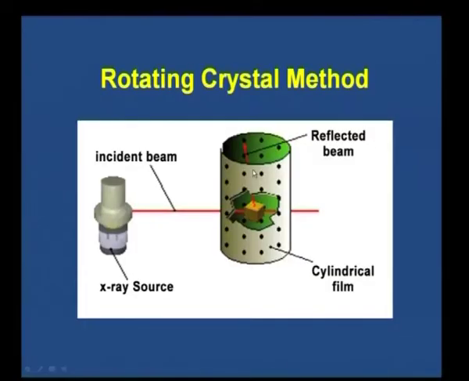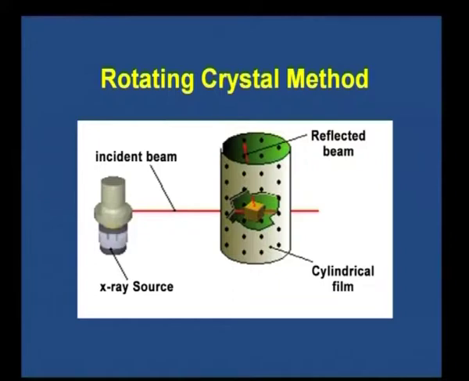If it satisfies the Bragg condition, then the beam will be reflected or diffracted. So, you have a cylindrical film, that is important, on which you have a plane. The X-ray will be incident, it undergoes a diffraction, and on the cylindrical film, the spot will be obtained.